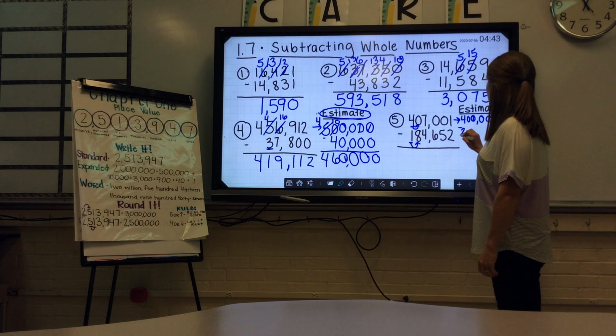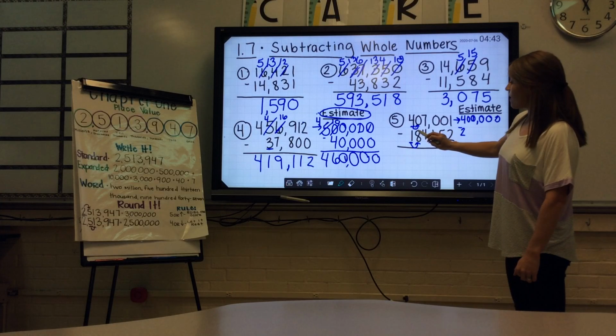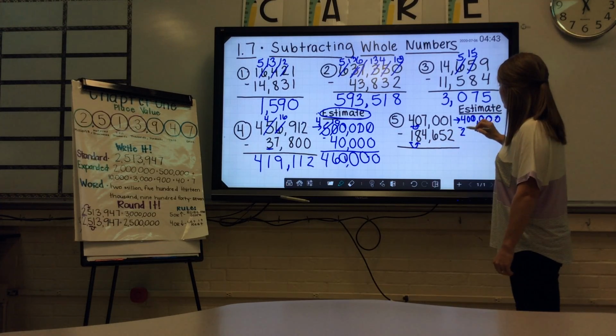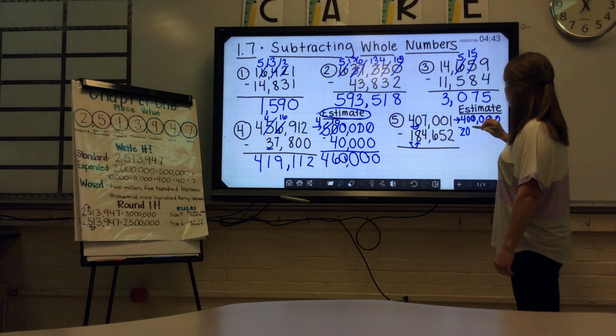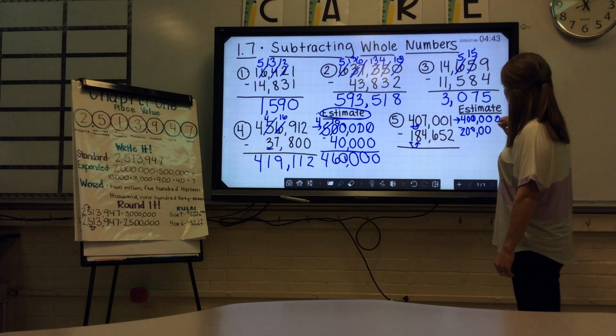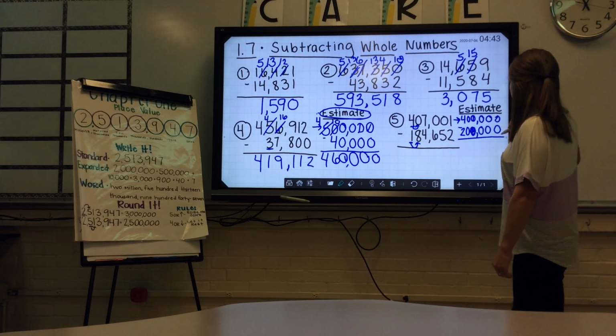So I'm going to put my 2 right here, being very sure that I line my numbers up carefully. And I'm going to have 1, 2, 3, 4, 5 zeros behind that as well. Ooh, y'all, my pen is being silly. Okay, there we go. We're just going to color that one in.